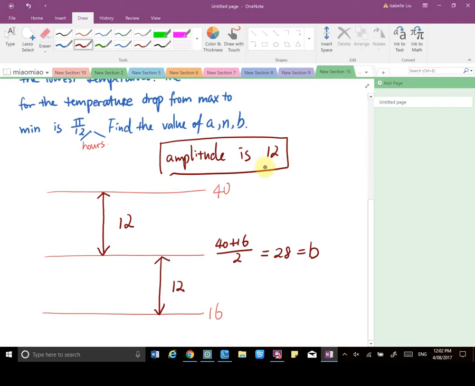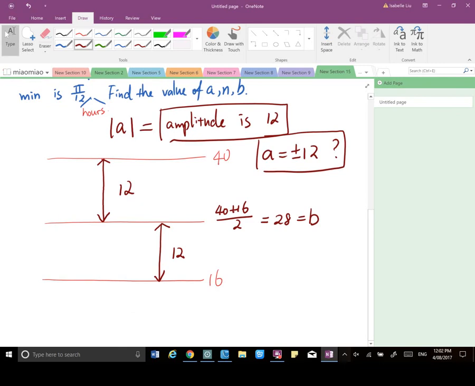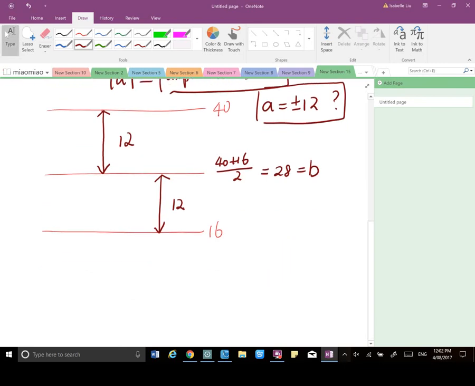But amplitude equals the absolute value of A. It's not just A, it's the absolute value of A. So A can be plus or minus 12, but I don't know what conclusion I should make at this stage yet. So my equation can be written as y equals plus or minus 12 cosine nt plus 28. I can't make a decision for the A value yet. Let's have a look at the next.